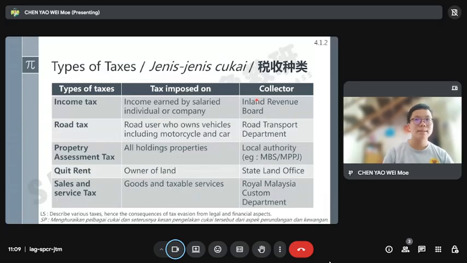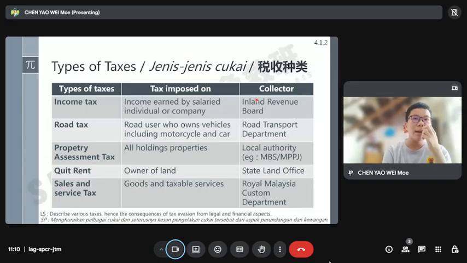Property assessment tax, tax imposed on all holding properties, semua hartanah pegangan. And this is cukai pintu. Cukai pintu will be collected by the local authority, for example, Majlis Bandaraya Seremban, Majlis Perbandaran Petaling Jaya. Quit rent, cukai tanah, tax imposed on the owner of the land and is collected by the state land office, Pejabat Tanah dan Galian.